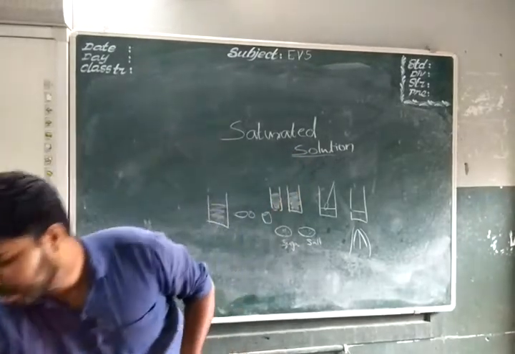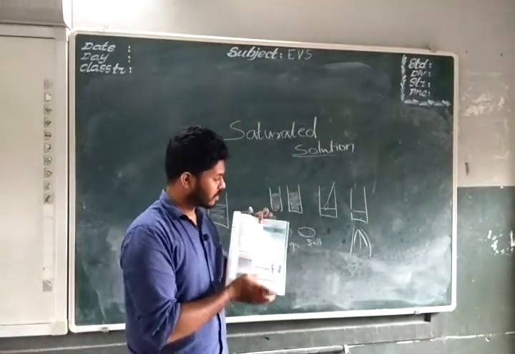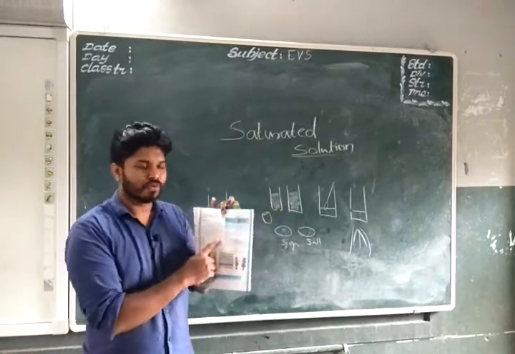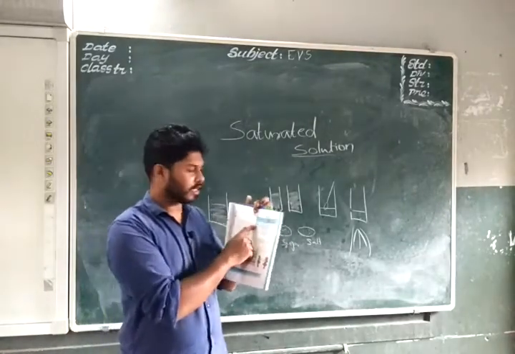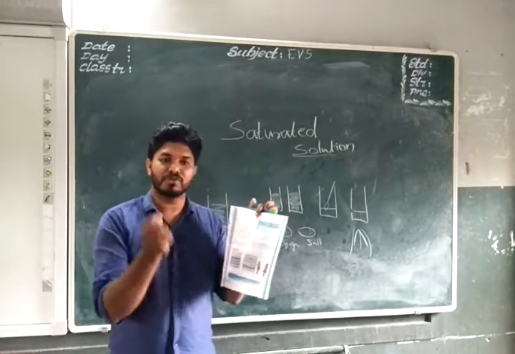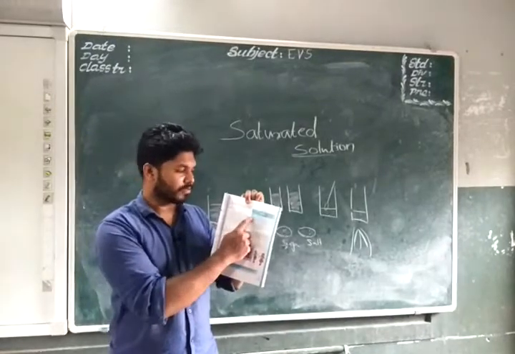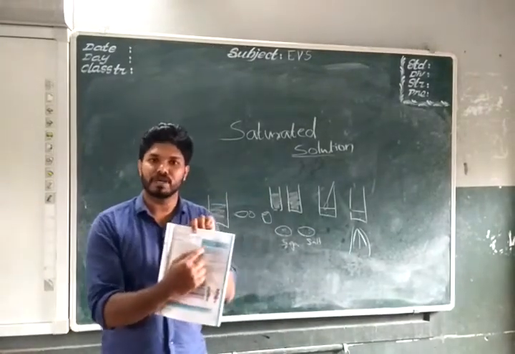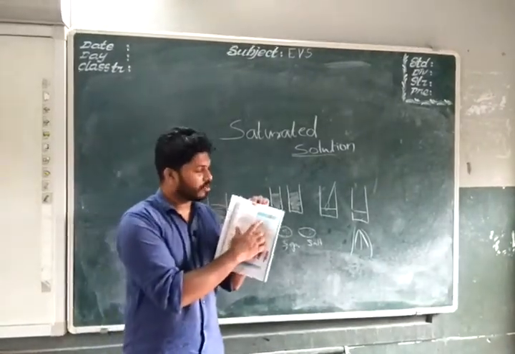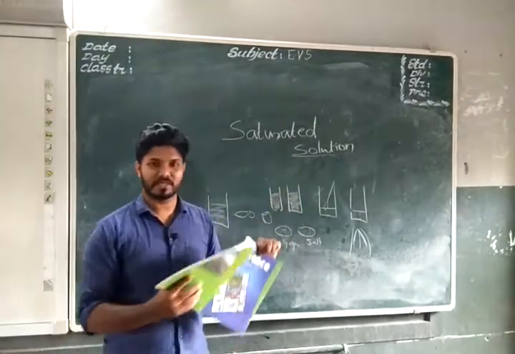You can see table 5.2 in your textbook. Here you can see the substance you are adding to the water. First one is salt, second one is sugar. You have to write the number of teaspoons you took to make it a saturated solution. In the case of salt, write here, and in the case of sugar, write how many spoons you took to make it a saturated solution. Hope you understood the section.